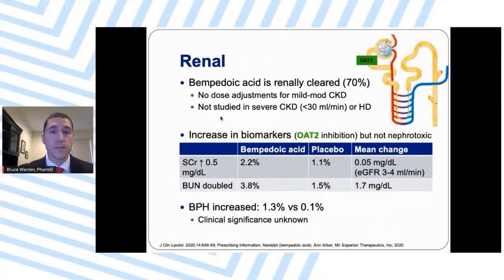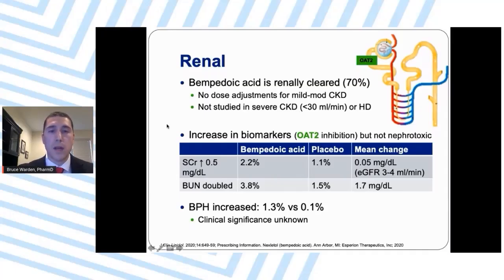Moving on to the renal system, I always get the question, what's the effect of the drug on the organ and the organ's effect on the drug? And here, bempedoic acid is highly renally cleared. It's about 70%. And for mild to moderate degrees of chronic kidney disease, so creatinine clearance greater than 30 mL per minute, the change in plasma concentrations of 1.4 to 1.7 really has no clinical significance that we need to make any dose adjustments. But what we don't know is what's the effect in severe kidney disease, so creatinine clearance less than 30 or those on hemodialysis. This is an area that requires additional investigation.